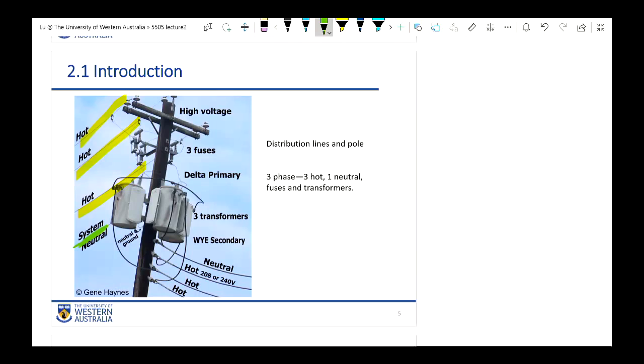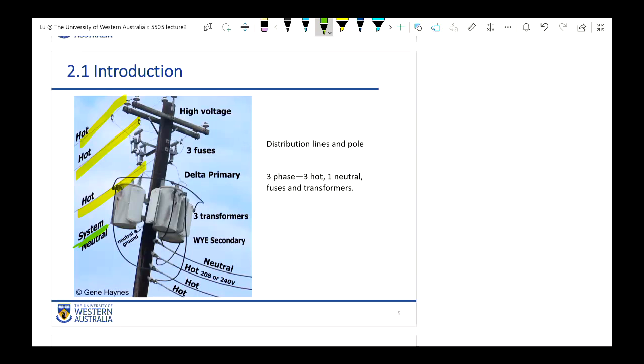The 3 yellow lines are hot. They are carrying the positive voltage, so high voltage. The green one at the bottom is labeled system neutral. This is the neutral connection. We mentioned that in most cases, the neutral connection can be omitted if the systems are balanced. But for residential cases, we can't guarantee all the loads are balanced, so the neutral line is necessary in many cases. So this is the story on the left-hand side.